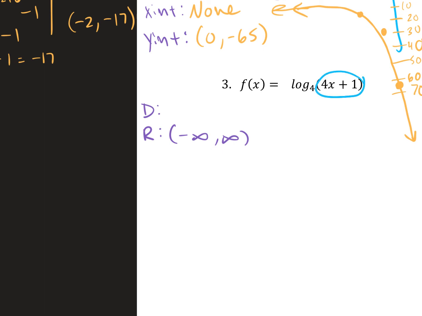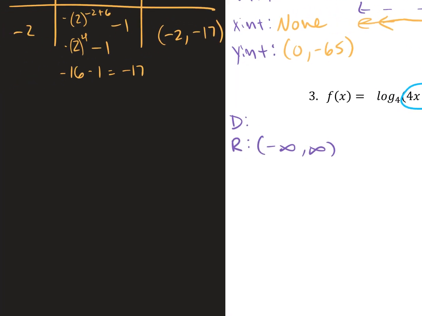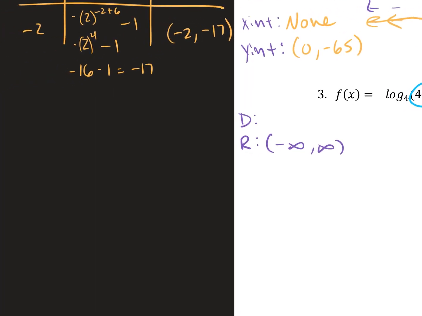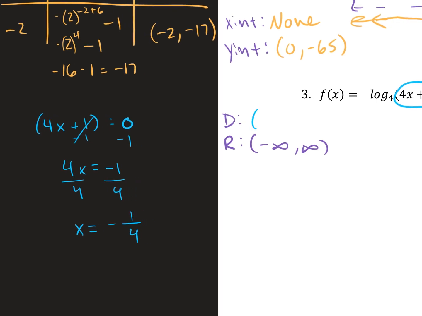Set what's in the parentheses equal to 0. So this would be 4x plus 1 equals 0. And we solve for x. So subtract 1 on both sides. 4x is equal to negative 1. Divide by 4. So x is equal to negative 1 over 4. So my graph, my domain would be negative 1 over 4 to infinity.